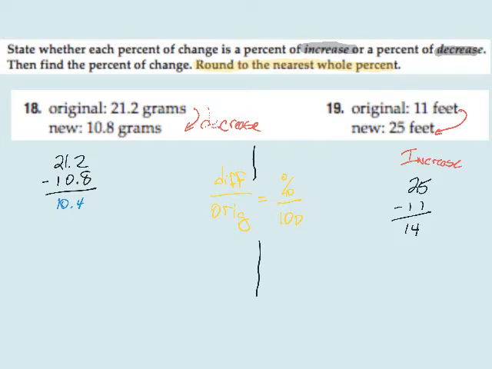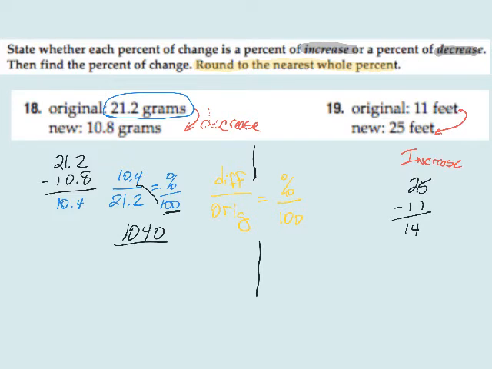Going back to the left, I'll take that 10.4, that's my difference, and put it over my original price. It says the original was 21.2, and that equals a percent over 100. I'll go ahead and finish this problem out. I'll do 10.4 times 100. That's going to be 1040. I moved the decimal 2 places because there's 2 zeros.